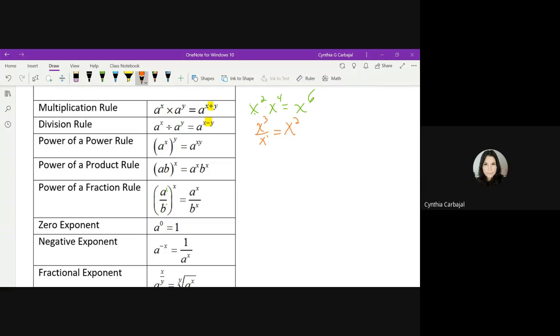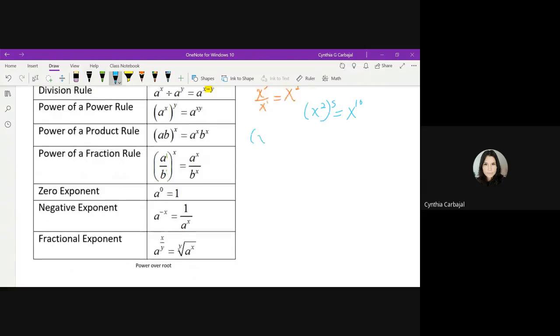Power to a power: if we have an exponent inside and an exponent outside, we're going to multiply those exponents. So a little example here would be x to the 2nd raised to the 5th power would be x to the 10th power. The power of a product rule. So we have more than one variable inside. Let's say x and y to the 2, and they're all being raised to the 3rd power. They each get a 3, or we multiply a 3 in. So that would be x to the 3 and y to the 6. Again, this is review. You've just seen this in Algebra 1.